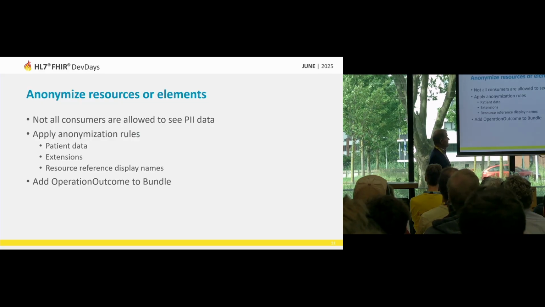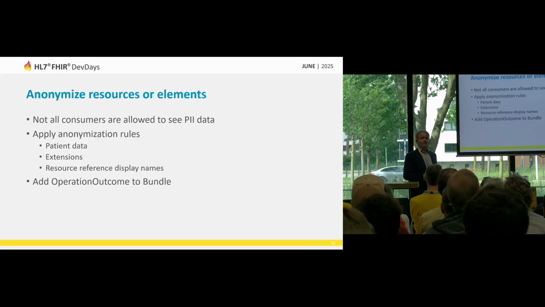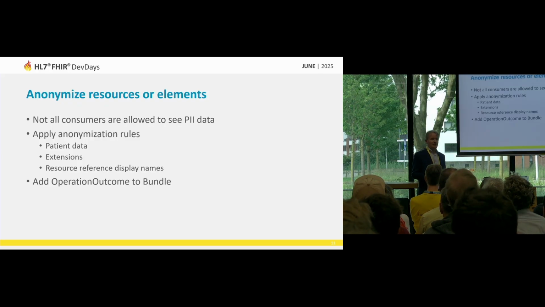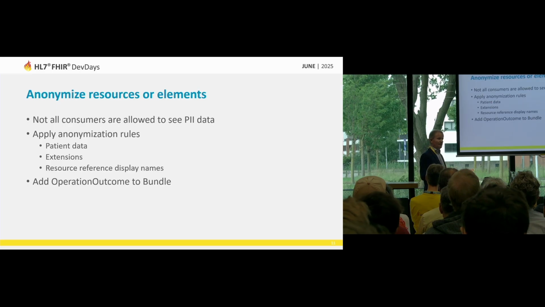So as I was saying, not all consumers of data are allowed to see all data. So some consumers may be allowed to see most data. Hospitals, doctors, and so on would have certain rules. But there may be a particular consumer who is not allowed to see any PII data. They might be displaying, say, aggregated metrics or data that contains semi-anonymized observations.